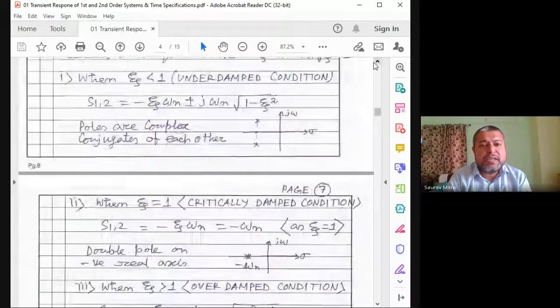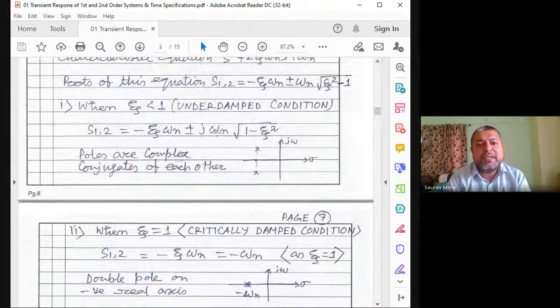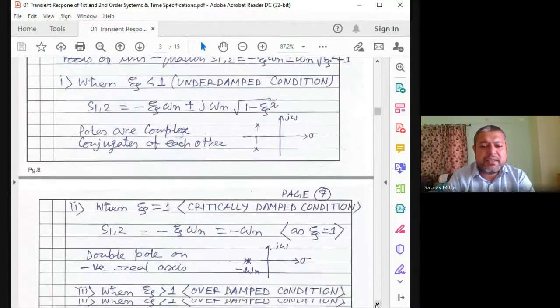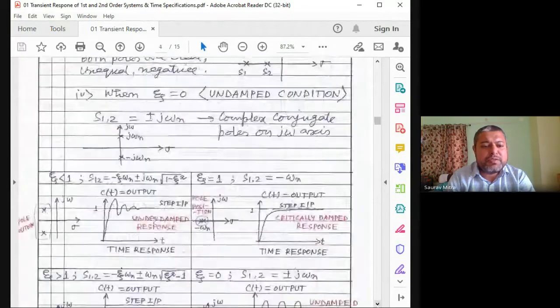Then in the same equation we take zeta as 0.15, which is between 0 and 1. That is the underdamped condition. Zeta is less than 1, zeta is 0 to 1. Zeta cannot be negative and zeta does not have any unit. Here both the real part and imaginary part exist, so you get pole positions like this, and the response of the system is like this.